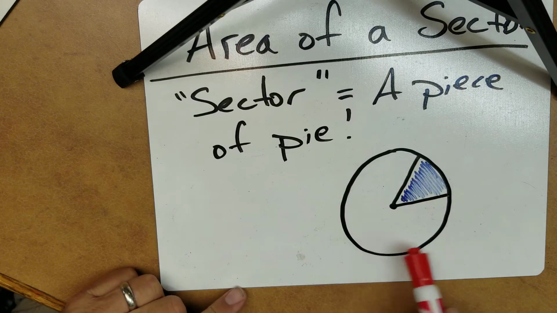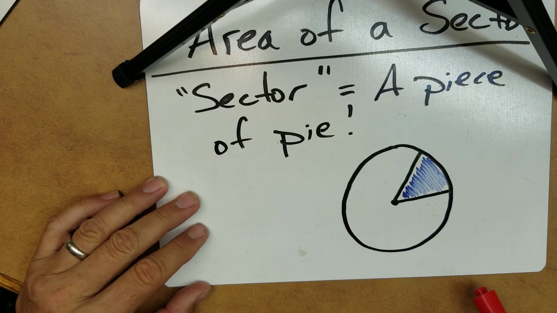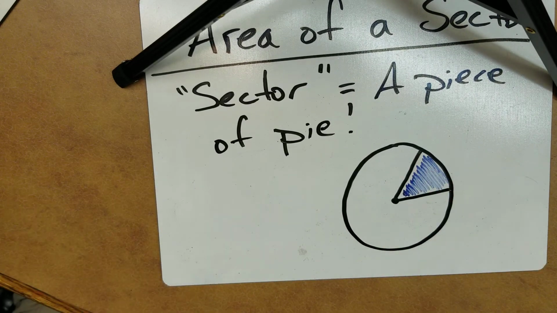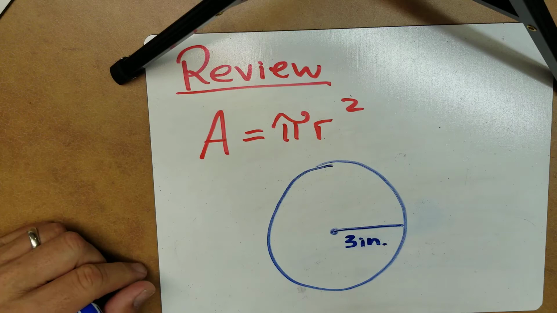So if I had the whole circle, that's cool. I don't want the whole circle. All I want is a fraction of it. How am I going to get that fraction? Same way we did yesterday with arc length, or not yesterday, 2 days ago. All right, let me show you.